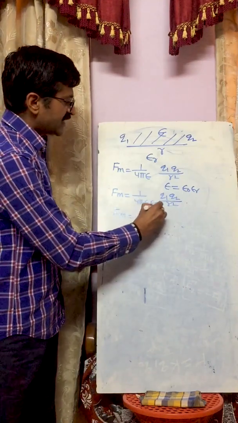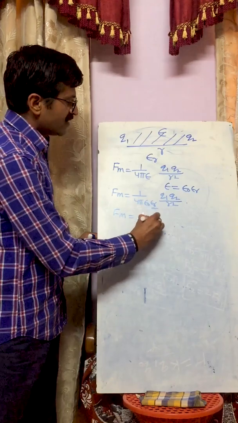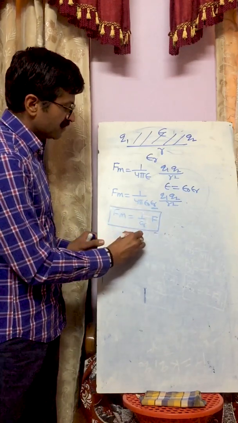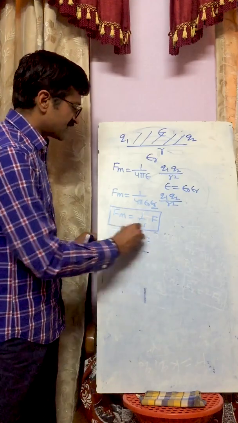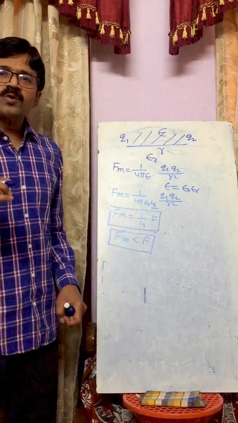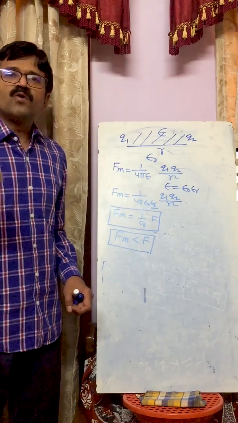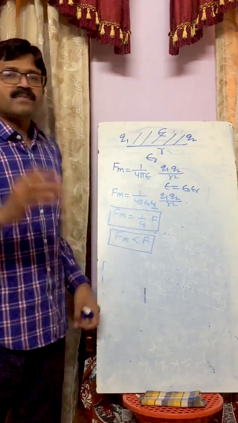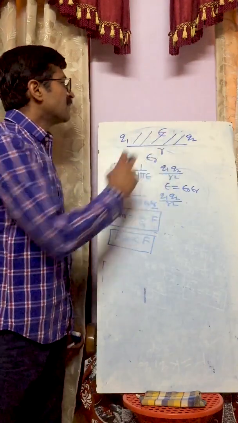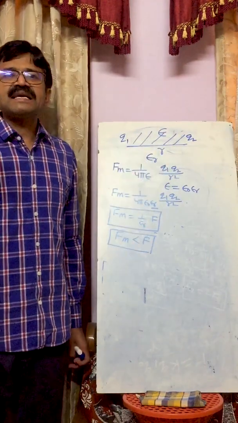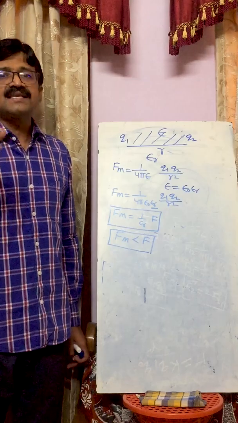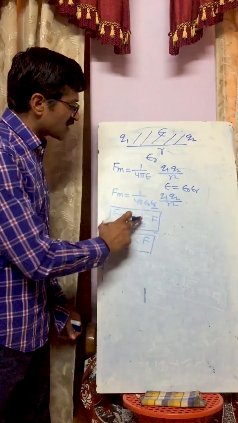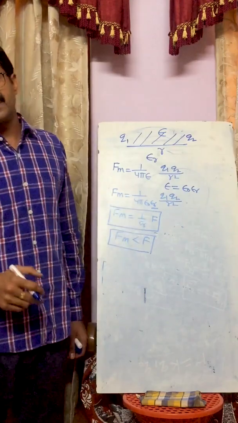Just put it in this way. For F medium, keep 1 upon epsilon r outside, and this will become F. Hence we can say that F medium is less than F. That is, due to the medium, the force will always decrease. Remember, it is very, very important. Whenever we fill a medium between two charges, the electric force will always decrease, depending upon the value of epsilon r.